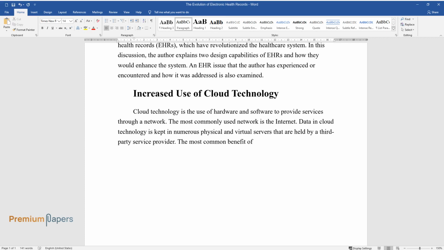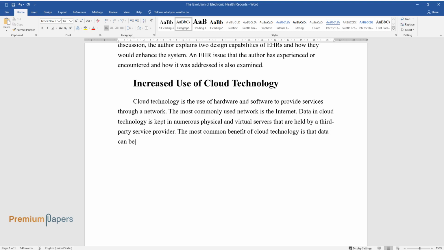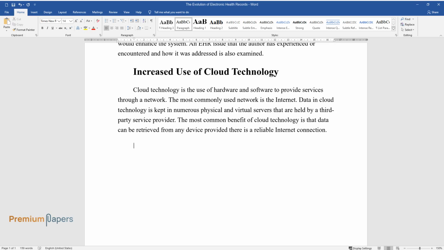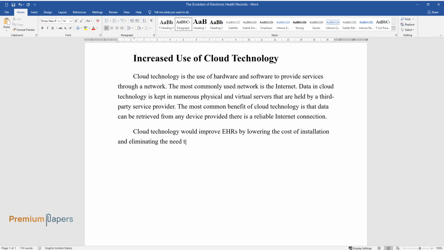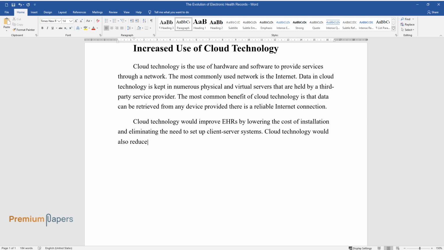The most common benefit of cloud technology is that data can be retrieved from any device provided there is a reliable Internet connection. Cloud technology would improve EHRs by lowering the cost of installation and eliminating the need to set up client-server systems. Cloud technology would also reduce infrastructure and information technology costs.